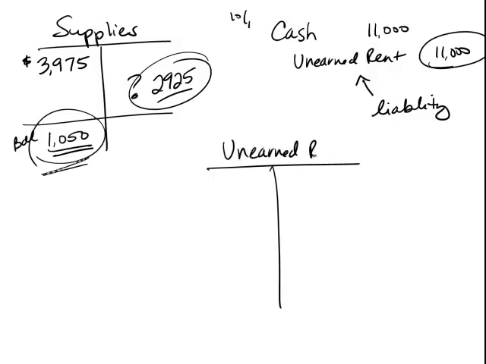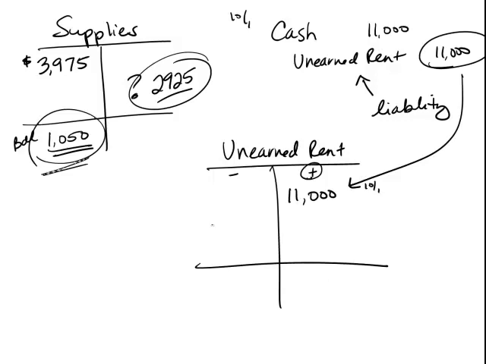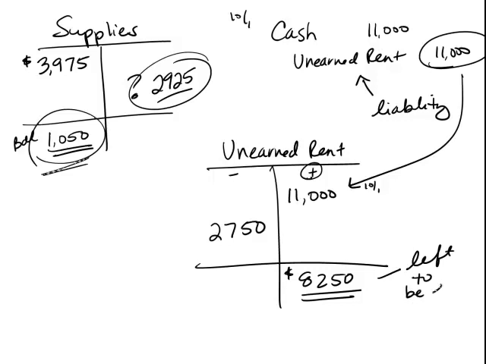So if we had our T account for unearned rent, which is a liability, liabilities increase on this side. We know that has $11,000 balance. That's what we did back on October 1st. We have used, or earned, I should say, $2,750 worth. That makes our balance $8,250. And this is what is left to be earned in the next 3 months. So over the next 3 months, we're going to take $2,750 each month out of this unearned rent account and switch it into a revenue account, or a rent revenue account.